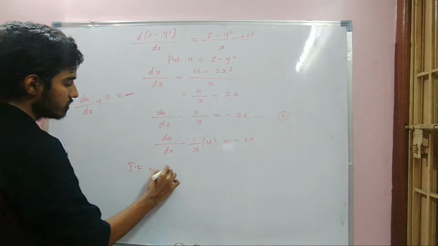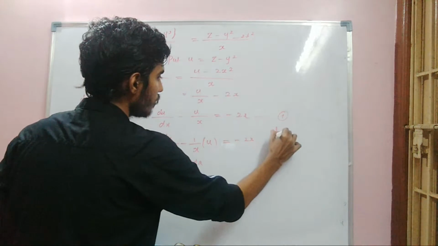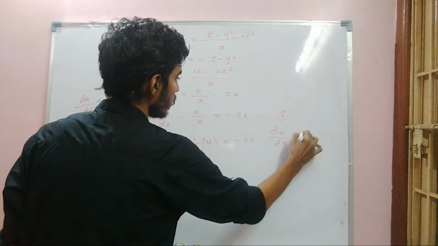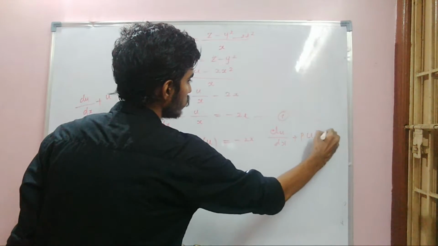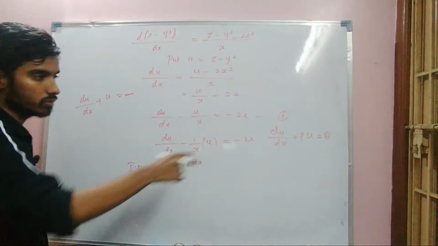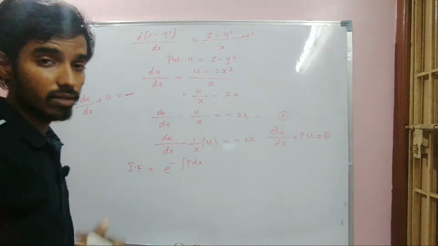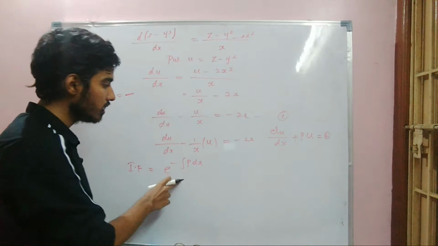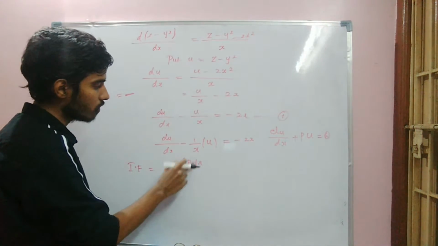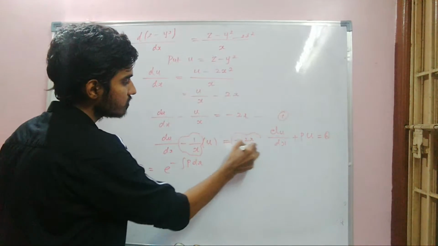So the integrating factor is e power minus integral p dx. This is of the form du by dx plus pu is equal to q. If it is of this form, you will say it is a linear ODE, and there are many ways to solve an ODE, and one of the ways is the integrating factor. So e power minus integral p dx. Our p is minus 1 by x and our q is minus 2x.